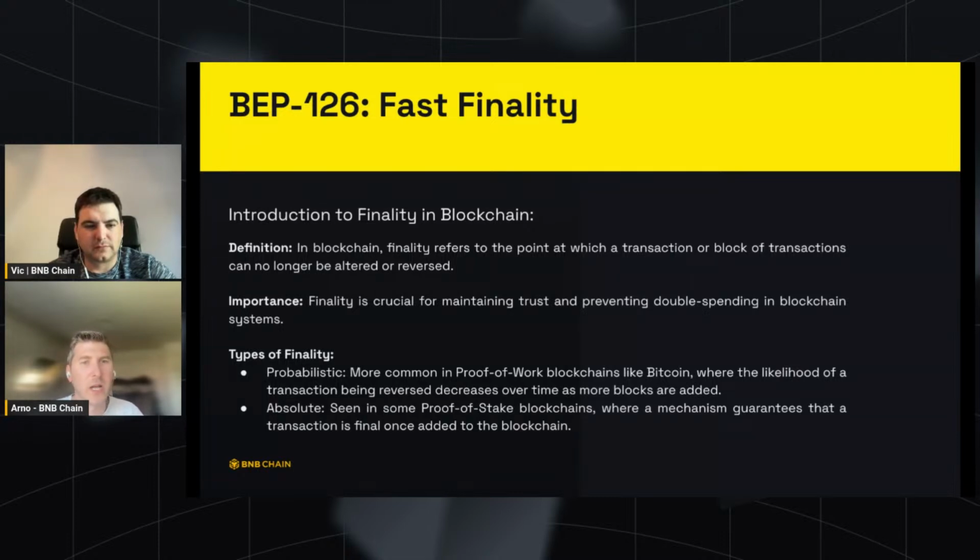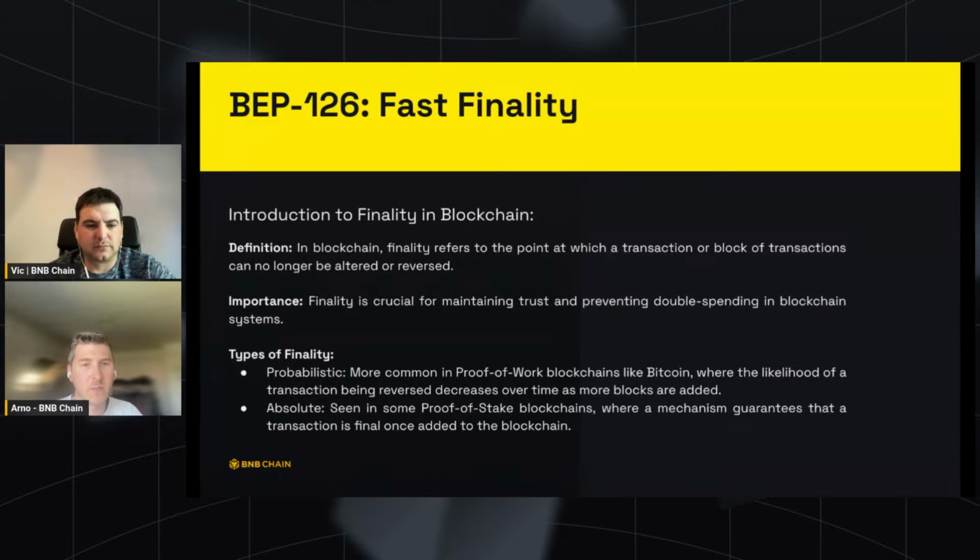So let's say there are two different kinds of finality. There's probabilistic finality, which you can see, for example, in Bitcoin, a proof of work chain, where you can think of it like a snowball rolling downhill, getting more and more certain over time as more blocks are added to the blockchain. So the more blocks you have, the more probabilistic finality you have.